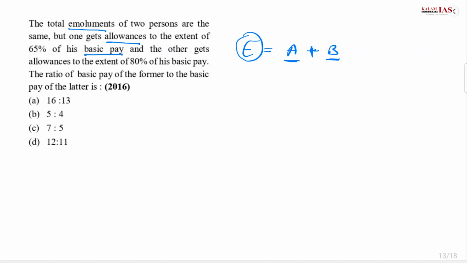I hope everyone has attempted the question. It says the total emoluments for 2 persons are the same. That means suppose the 2 persons are x and y, Ex equals Ey. But one gets allowances to the extent of 65% of his basic pay and the other gets allowances to the extent of 80% of his basic pay. As we have seen, emoluments is equal to allowances plus basic pay. So for X, it is basic pay plus allowances, which is 0.65 of the basic pay.